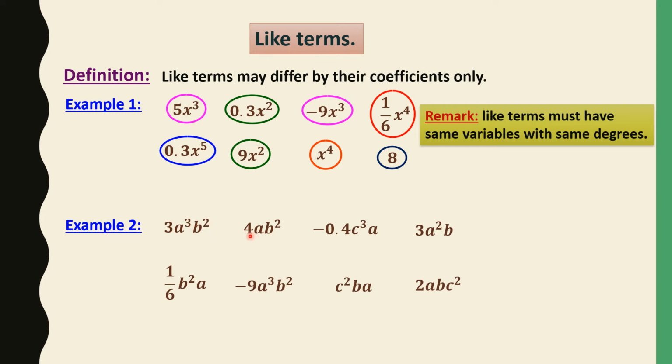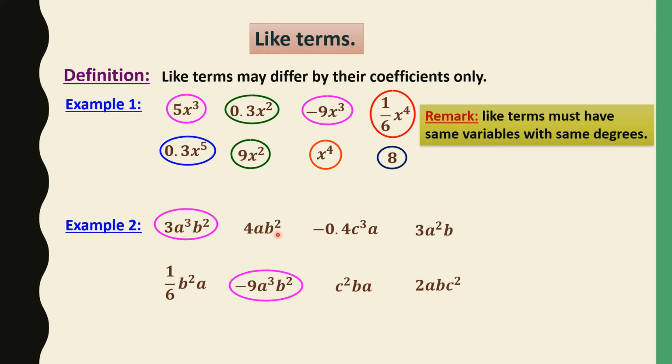Here we have ab squared, no, the degree of a is different. Here we don't have c. Here the degrees are different. Also, here a cubed b squared, same variables with same degrees, but the coefficients are different, 3 and -9. We found two like terms.